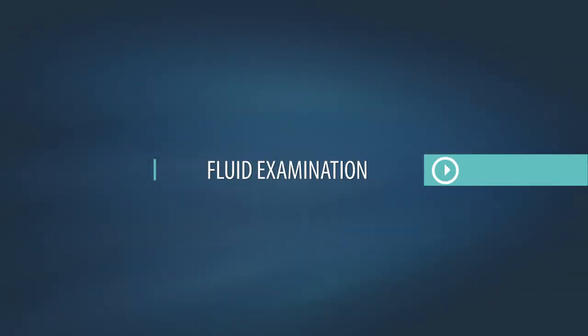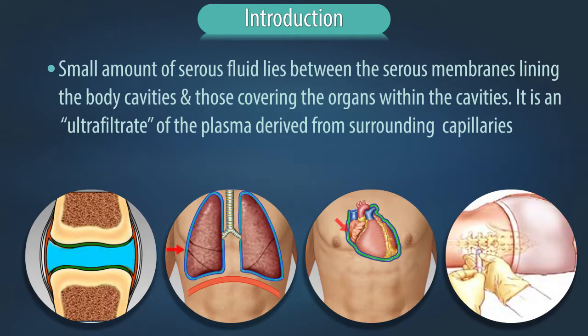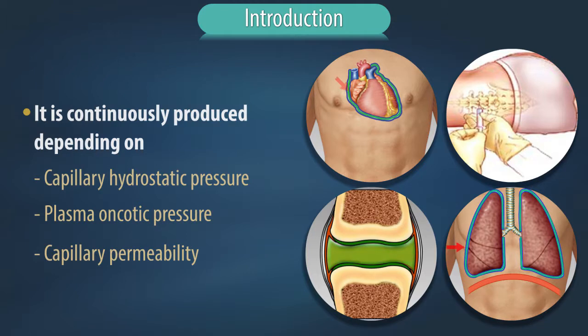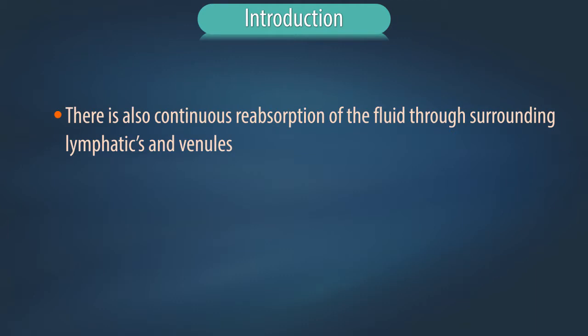Fluid examination. Small amounts of serous fluid lie between the serous membrane lining the body cavities and those covering the organs within the cavities. It is an ultrafiltrate of the plasma derived from surrounding capillaries. It is continuously produced depending on the capillary hydrostatic pressure, plasma oncotic pressure, and capillary permeability. There is also continuous reabsorption of the fluid through surrounding lymphatics and venules.